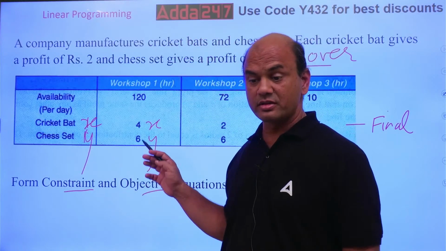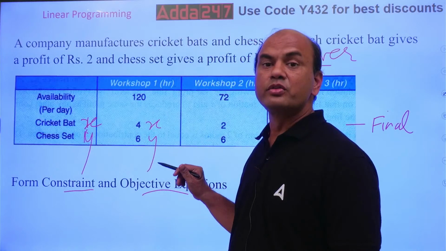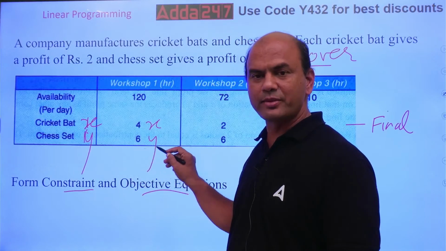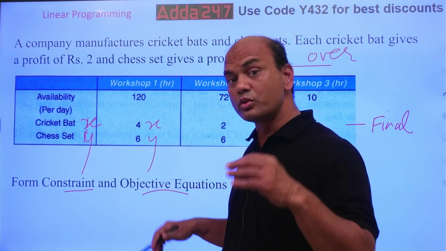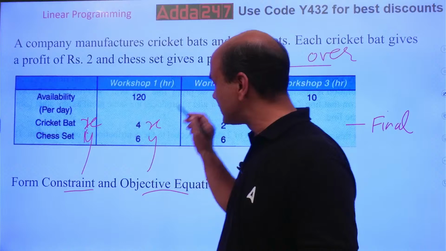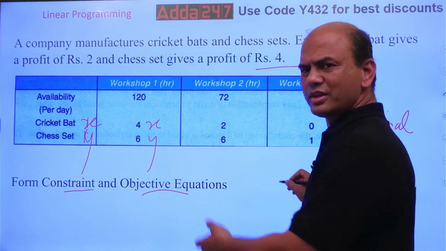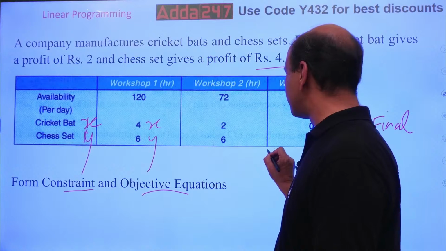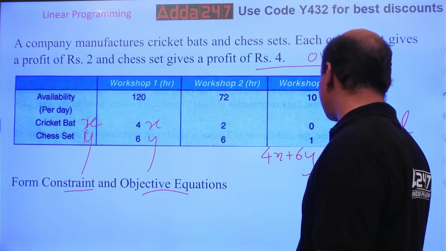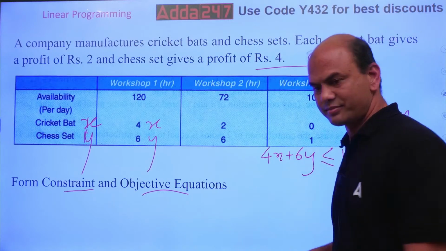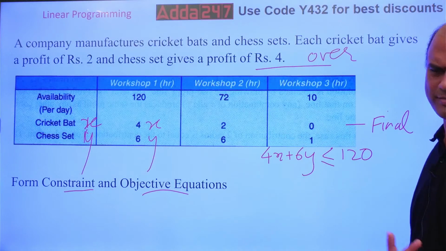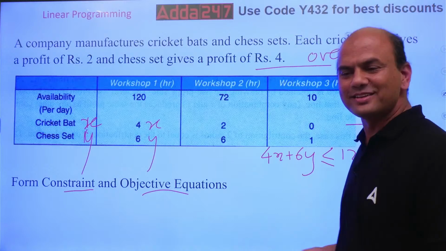This much workshop time will be required. So this is my total workshop time for 4x bats and 6y chess sets, and this workshop will be open for 120 hours. So the constraint equation will be 4x plus 6y should be less than or equal to 120. Done. First equation is done.